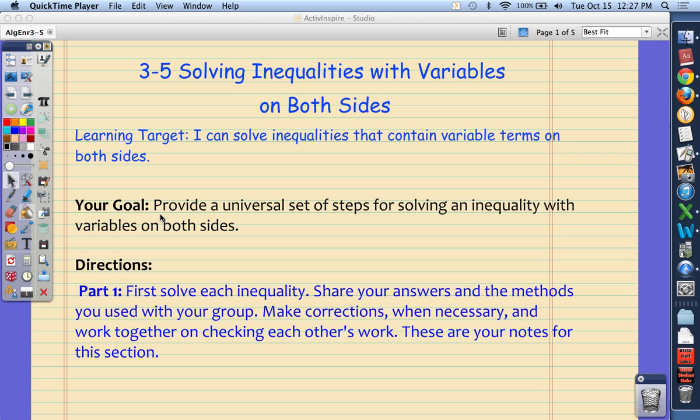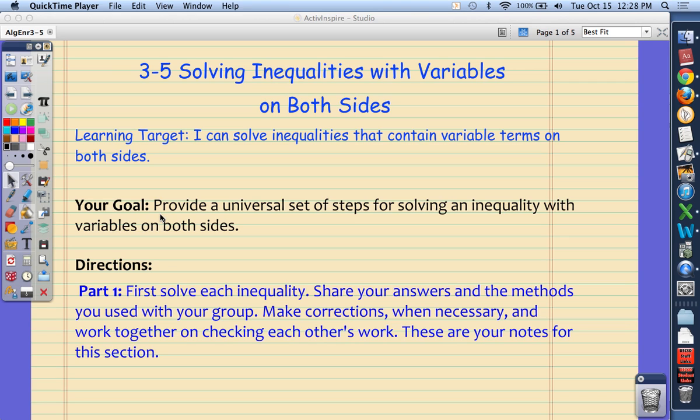So the inequalities are going to be the same way, except you have to remember if you multiply or divide by a negative, you must flip the sign. I'm not really going to teach you these examples. What I want you guys to do is actually solve the 4 examples that are in your notes on your own. You can share your answers with each other and your methods that you used, and then check your work and your answers with my video.